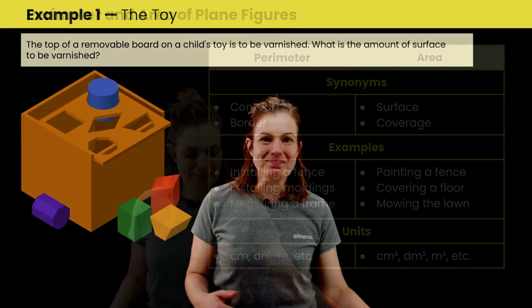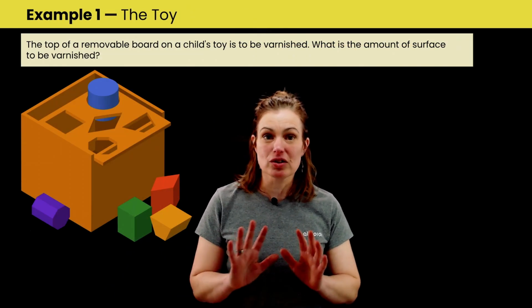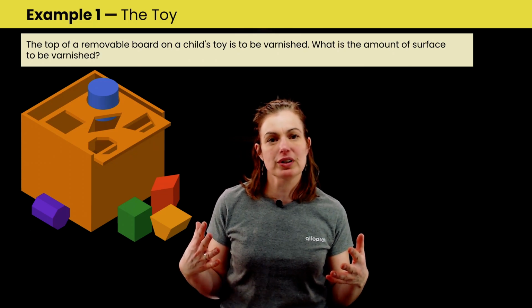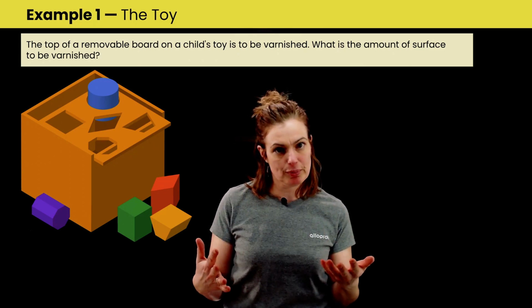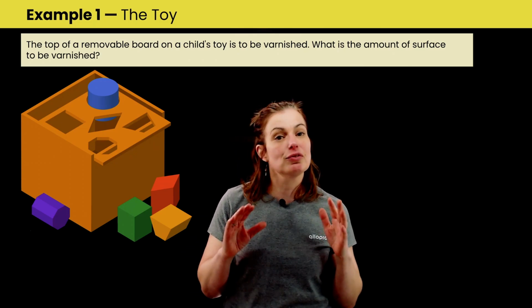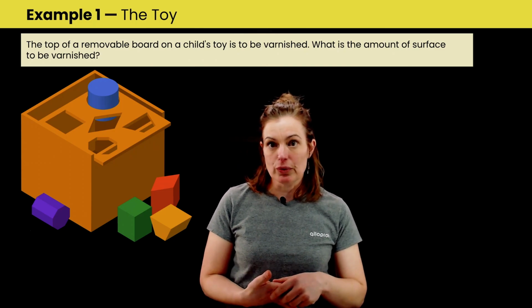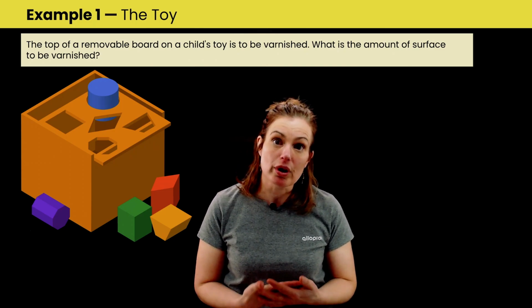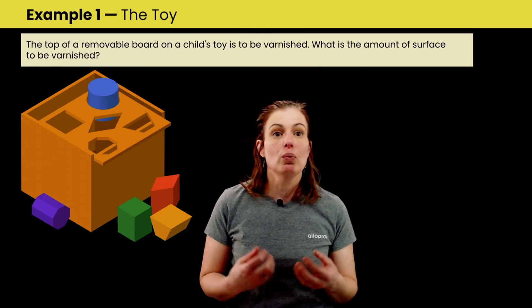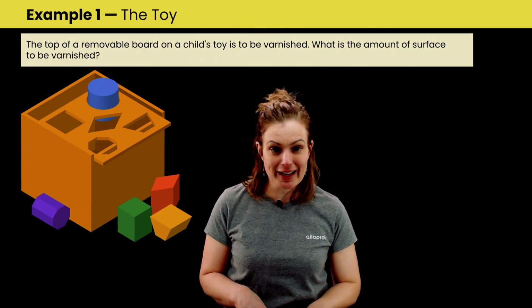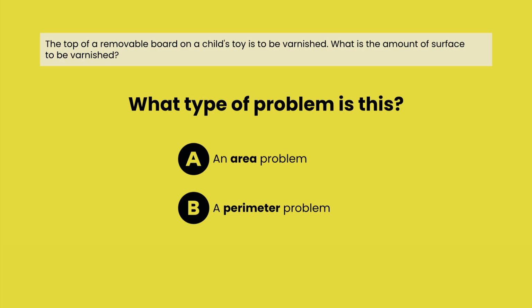Let's go. Okay, so before we start any calculations on our first example here, we've got to determine whether we're dealing with an area problem or a perimeter problem, because we don't want to be calculating for nothing or getting ourselves down the wrong path. So let's just take a quick read through here. The top of a removable board on a child's toy is to be varnished. What is the amount of surface to be varnished? Before we go any further, we got to answer that question. What type of problem is this? Is this an area problem or is this a perimeter problem?